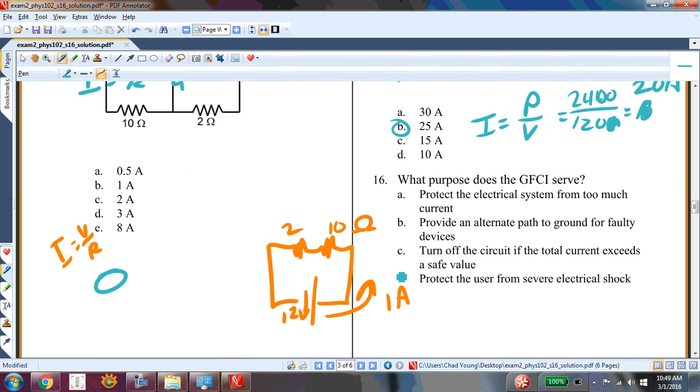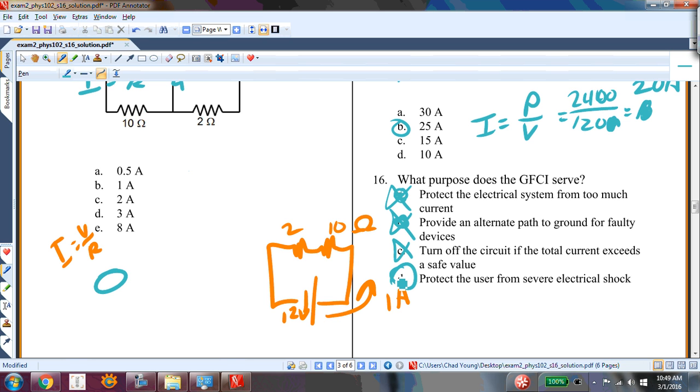What purpose does the GFCI serve? Not from too much current, not an alternate ground. A would be a circuit breaker. B is going to be that third prong. Turn off the circuit if the total current exceeds a safe value. No, that's not true either. D, protect the user from severe electrical shock.